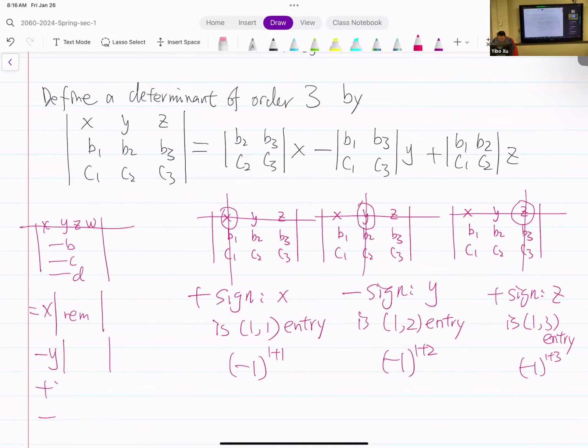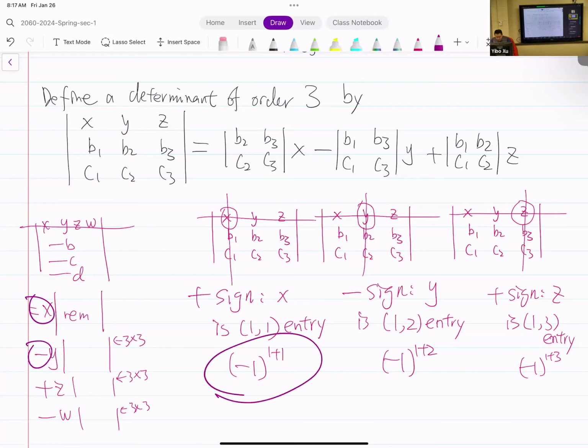So x, y, z, w, right? For whatever order 3 that you see, we want to fill out, that's exactly the entries that you get if you remove the first row and corresponding column. Okay. And why is the plus, why is the minus? So x is the first row, first column, so this is exactly negative 1 to the 1 plus 1. So y is the first row, second column, so that's exactly negative 1 to the 1 plus 2. And then a plus, and then finally a minus.